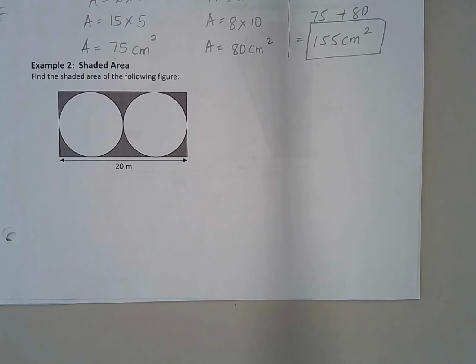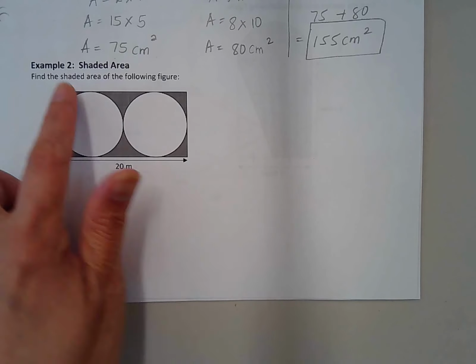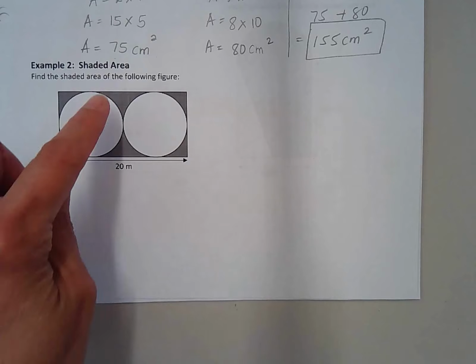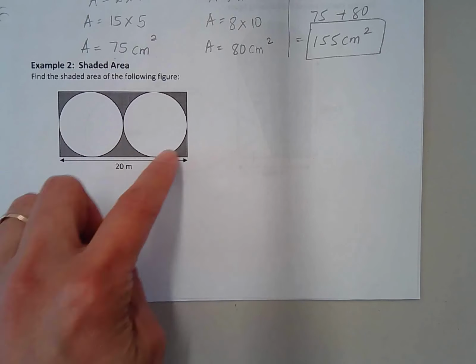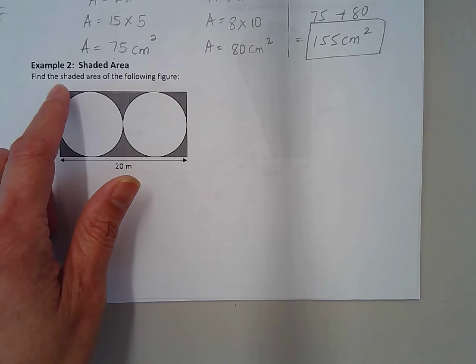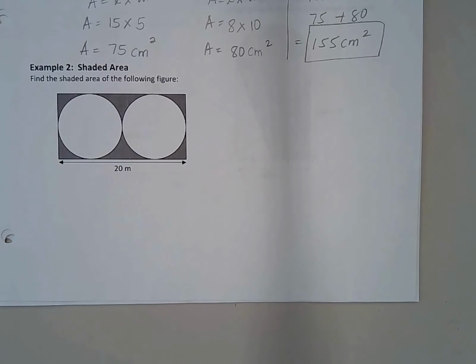So the question is, find the shaded area of the following figure. Now, if you take a look at this one in here, the way you would probably see it is that you have a rectangle, and then somebody just punched a hole inside it, right? And then the remaining shaded is the one that we are looking for. That's the area that we're looking for.